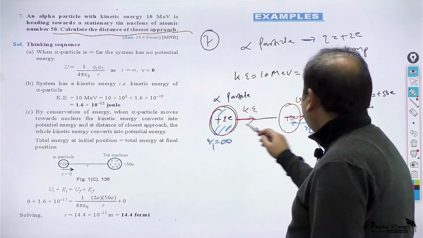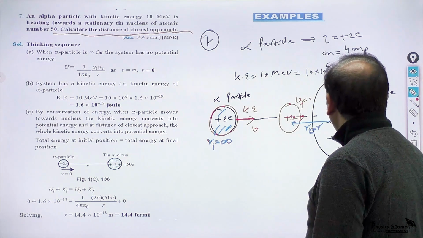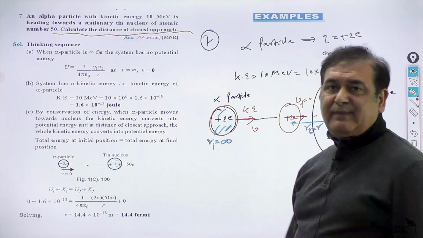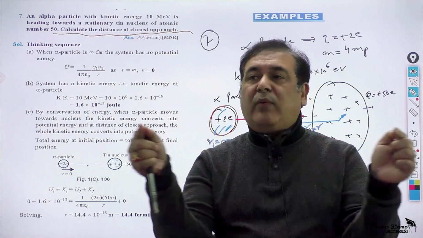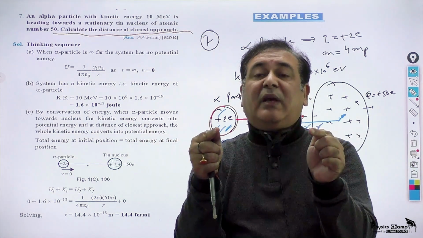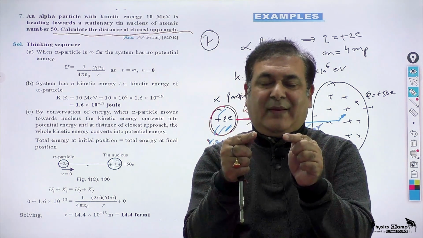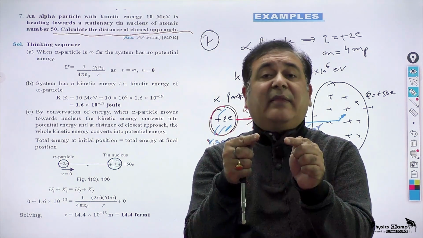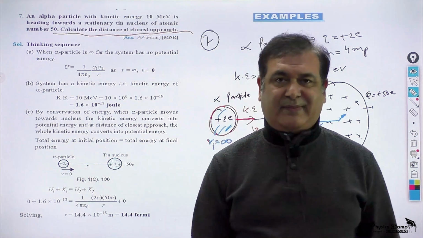But as it is coming closer to it, it is like two charges, one plus 50 and one plus 2e. The two charges are brought close. So work has to be done because electrostatic potential energy is increasing. Work has to be done, and that work is done at the expense of the kinetic energy of that alpha particle.